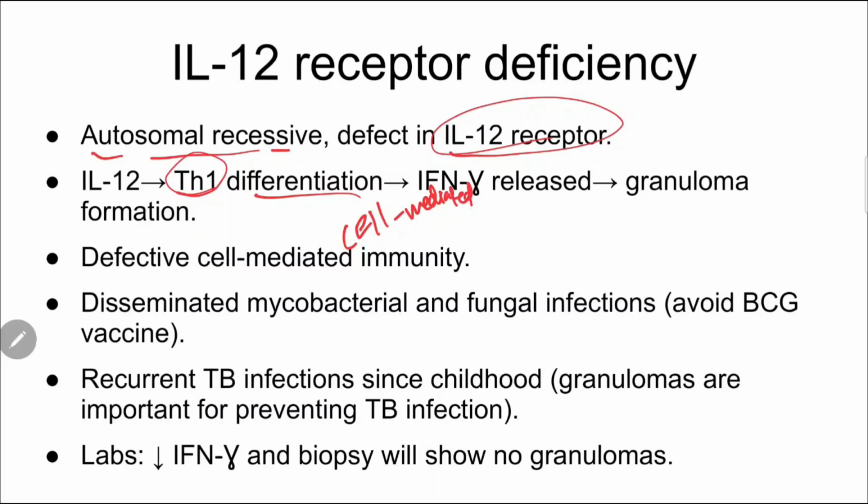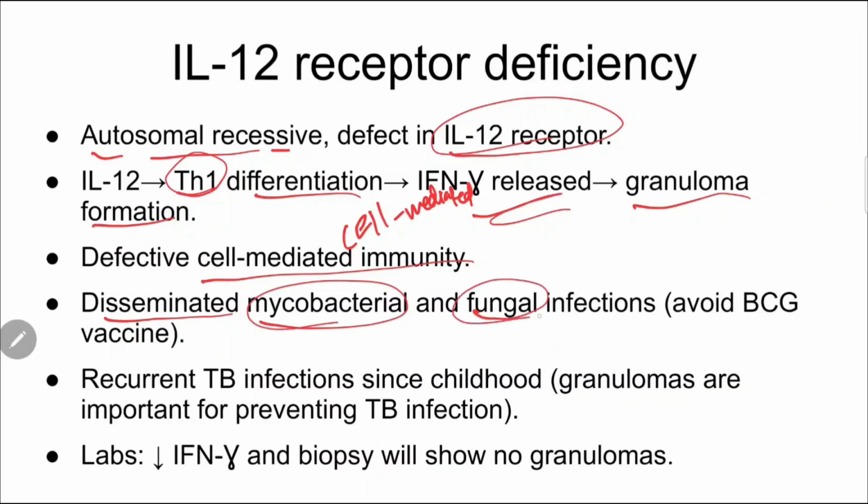And then the T helper 1 cell releases what is known as interferon gamma. Interferon gamma acts on the macrophages and it leads to granuloma formation, which is basically a collection of epithelioid macrophages and histiocytes. So obviously, if you have an interleukin 12 receptor deficiency, then your interleukin 12 will not be able to perform its functions, and you have defective cell-mediated immunity. This can lead to disseminated mycobacterial and fungal infections.